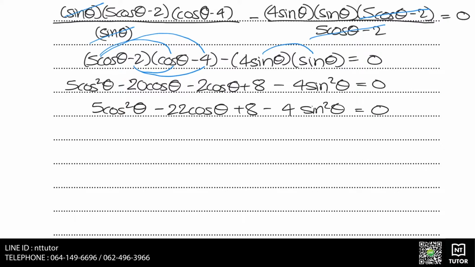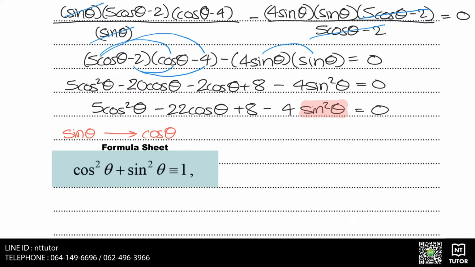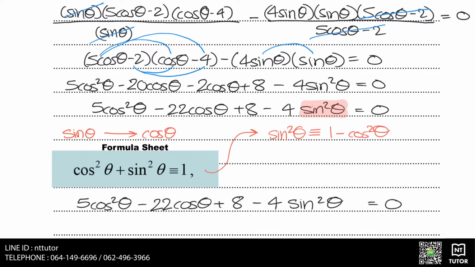Once we got rid of all the fractions, we still have a sine theta term that we need to turn into a cos theta. And from the formula sheet, we have the identity that says that cos squared theta plus sine squared theta equals 1. If we rearrange this for sine squared theta equals 1 minus cos squared theta, which we can use to replace the sine squared theta in our expression.